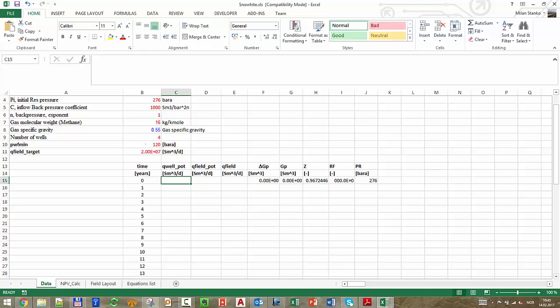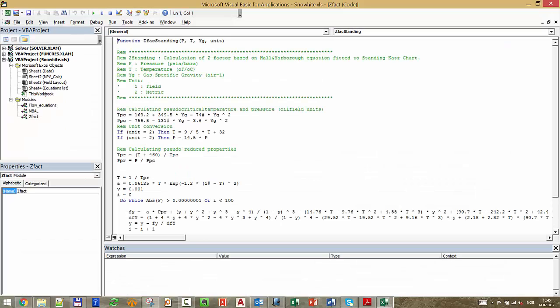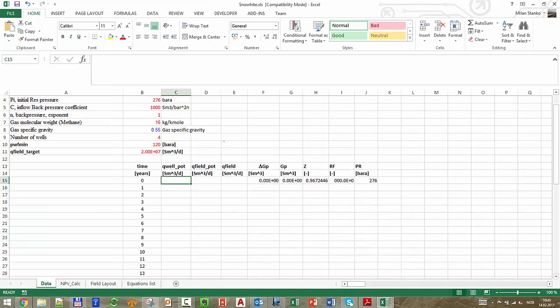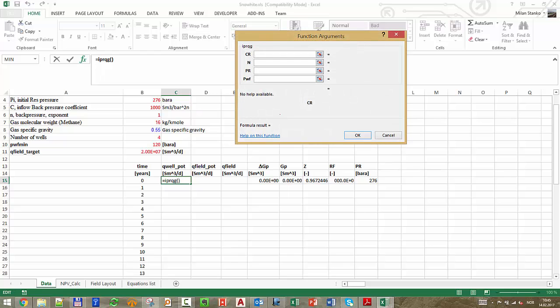Okay, so for that I think we can check the formula that we have, and it's called in flow equations IPR-QG. Okay, to give me the IPR of the gas, and it has to give me the rate of gas with back pressure coefficient, back pressure exponent, reservoir pressure, and flowing bottom hole pressure. So that's the equation I'm going to use. I can call it IPR-QG. I want to use this not to make any mistakes.